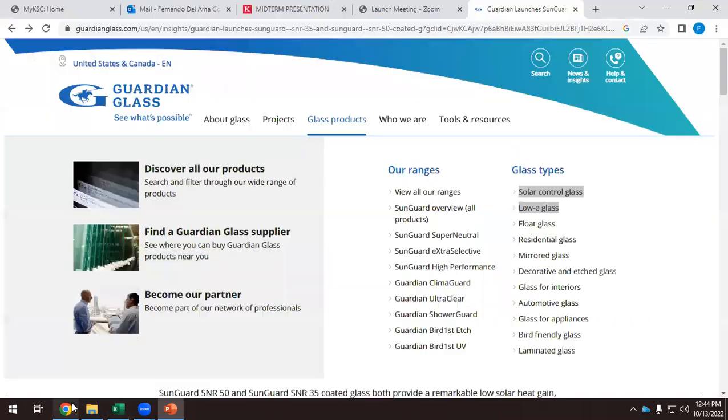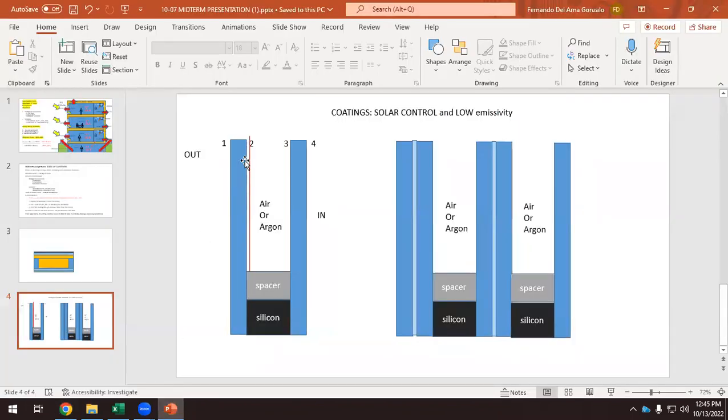When you open the glass catalog, you will see solar control glass or low emissivity glass. You can apply both. You can have a solar control with low emissivity, with different coatings on different surfaces. You can have a low emissivity coating on layer 2 and a solar control on layer 3. But you never have 2 coatings on the same face. And that depends on what we want.